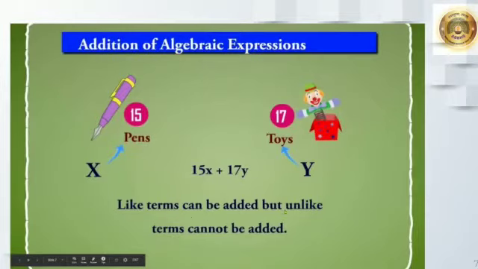Like terms can be added but unlike terms cannot be added. It's like you have 15 pens and 17 toys. Can you add the two? No, you have to write it as 15 pens and 17 toys only. Same is the case when you add algebraic expressions. Suppose you want to add 15x and 17y. The answer will be 15x plus 17y. So like terms can be added but unlike terms cannot be added.